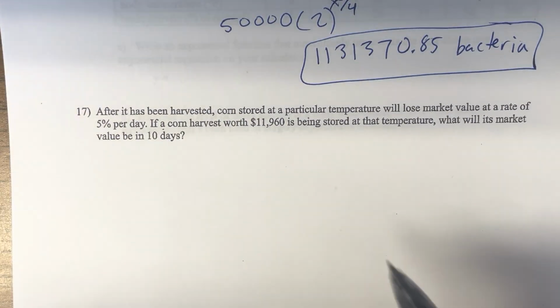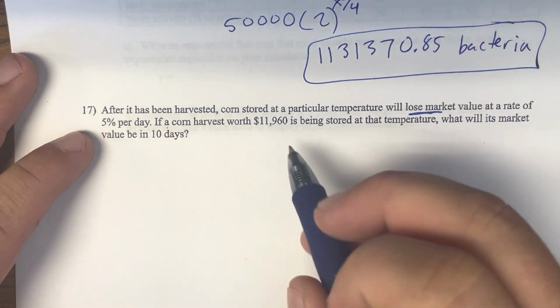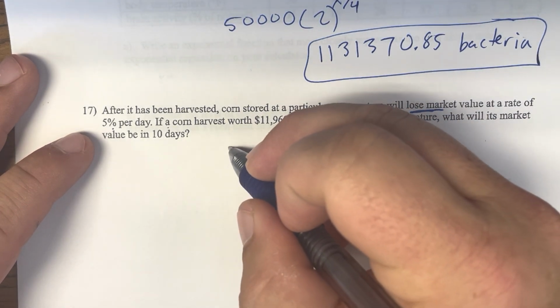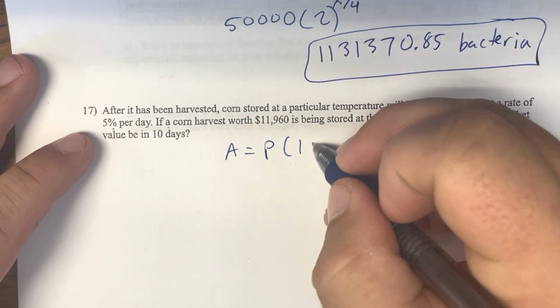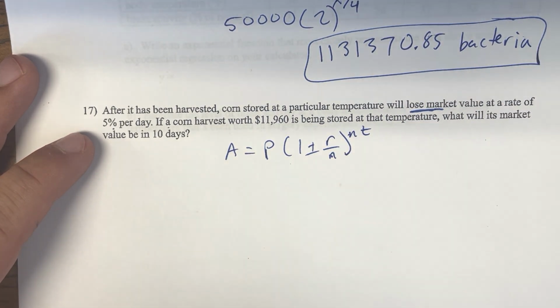All right, after it has been harvested, corn stored at a particular temperature will lose market value at a rate of 5% per day. So this time we do have a percentage, so we're gonna use the A equals P, 1 plus or minus R over N raised to the NT. This one doesn't have compounding though, so I don't have to worry about the N.